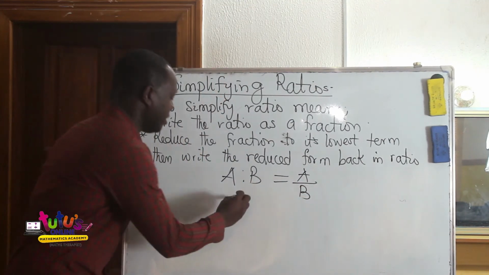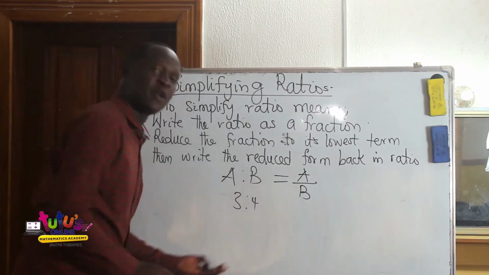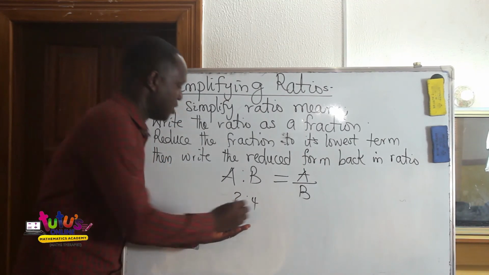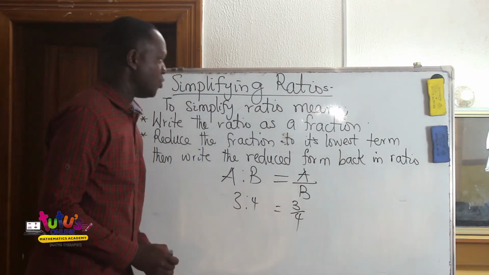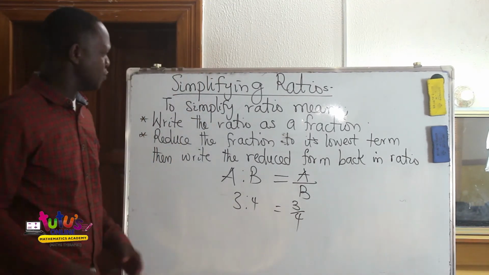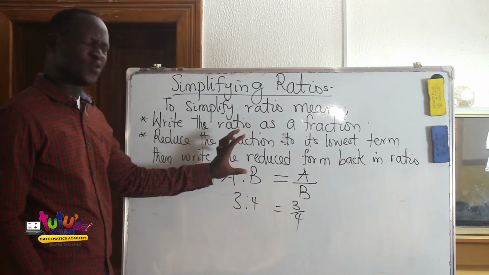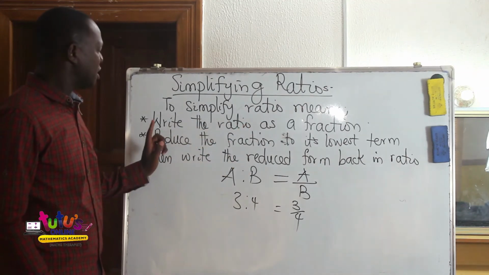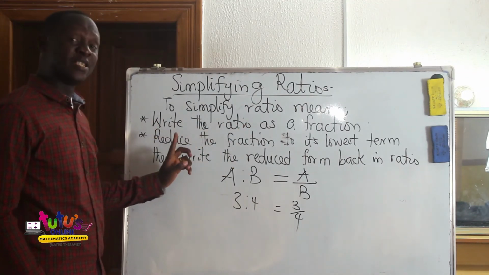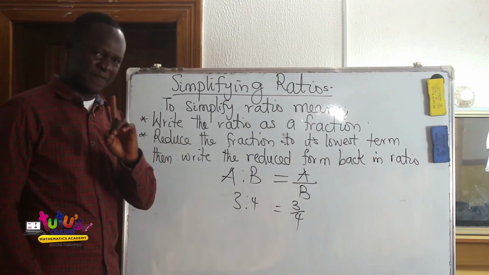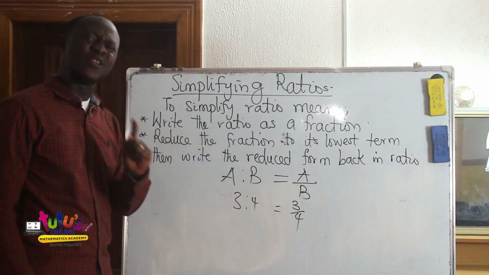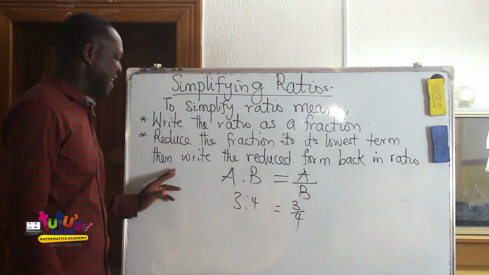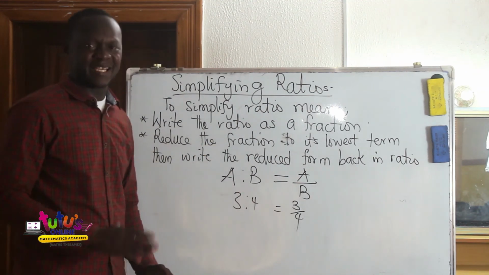So if you have 3 ratio 4, how do you write that as a fraction? Can you write that in your book? That gives us 3 over 4. Good. Now, how do we simplify ratio? These are just little points to note. Simplify ratio means write the ratio as a fraction. That's the first thing. The next thing is reduce the fraction to its lowest term. Then write the reduced form back in ratio.